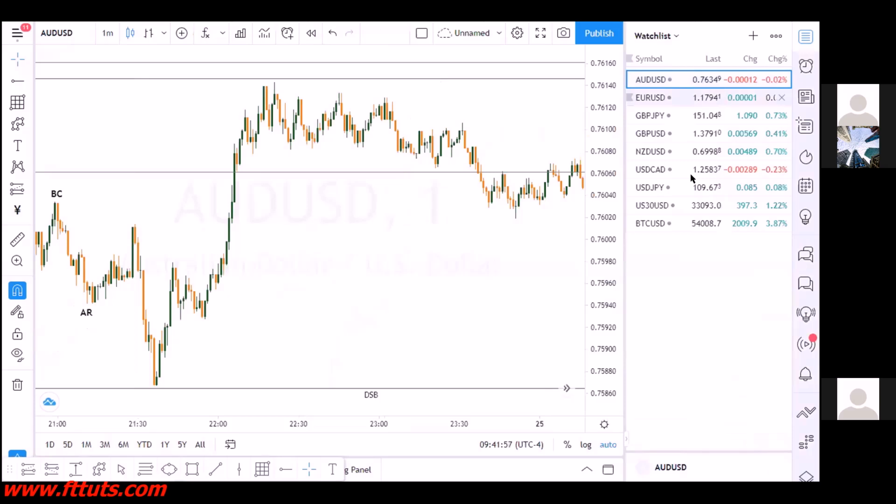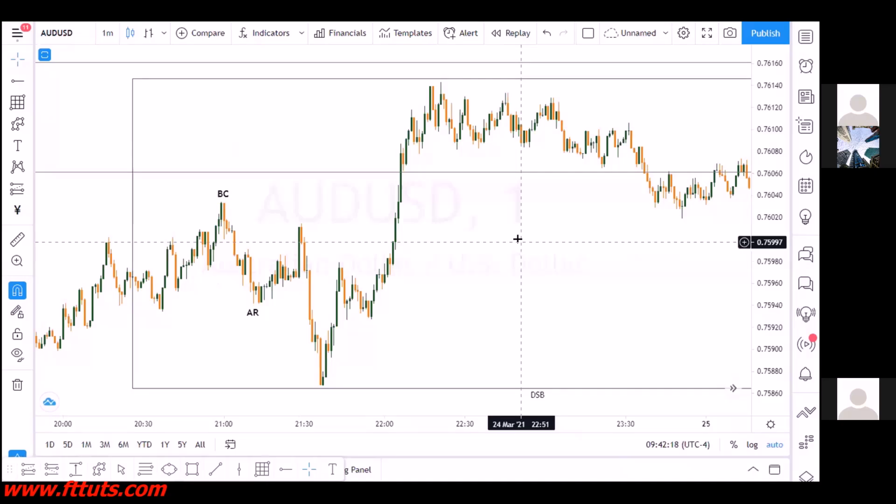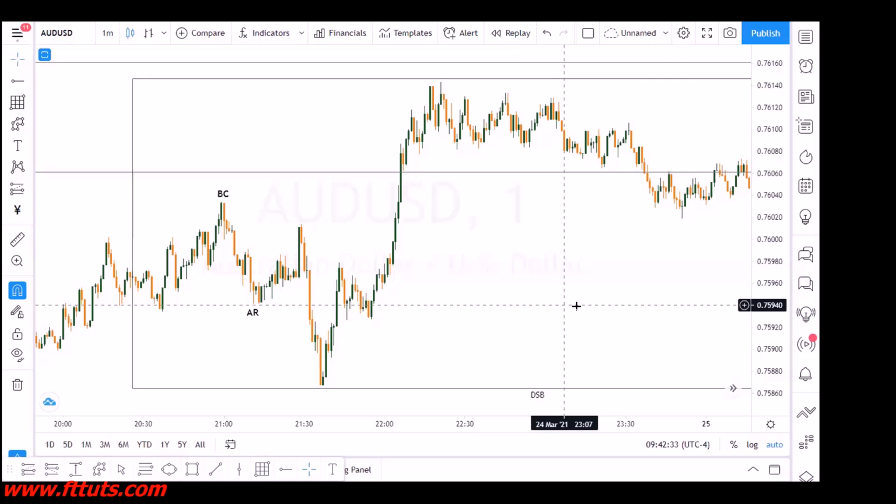Now, right before using the white cup, let's continue. If you love crypto or stock indices, that's US30 or the NAS 100, you can just focus on those.